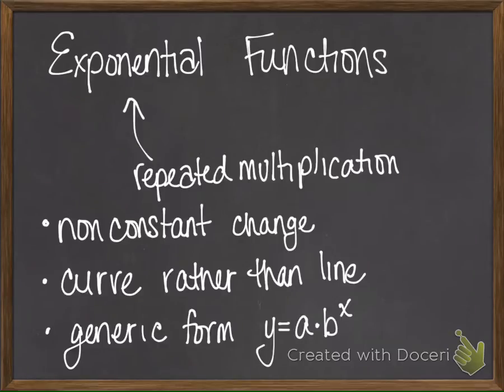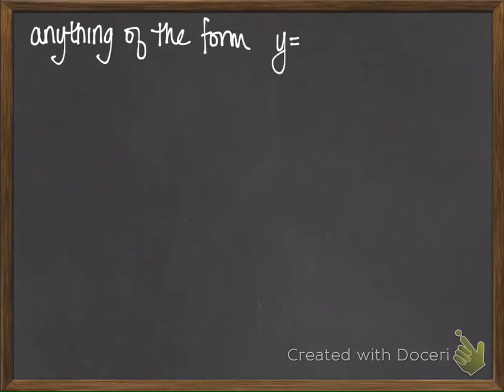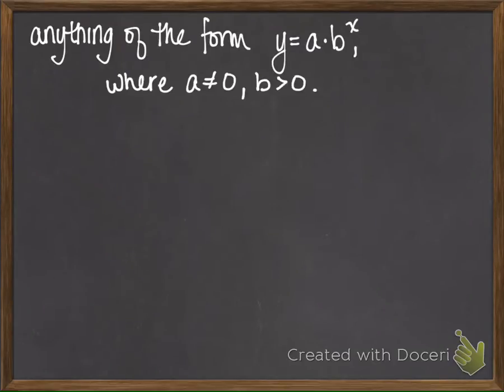Generic form of these functions is going to be y equals a times b to the x. That x, our independent variable, is actually the exponent rather than being in line with everything else. So if it's anything of the form y equals a times b to the x, we need to specify a little clearer that a can't be 0 and b has to be positive. The base of that exponential is always going to be a positive number. And a can't be 0 because if a were 0, it would wipe out the entire right side and we just get y equals 0, which is actually a constant function, not exponential.